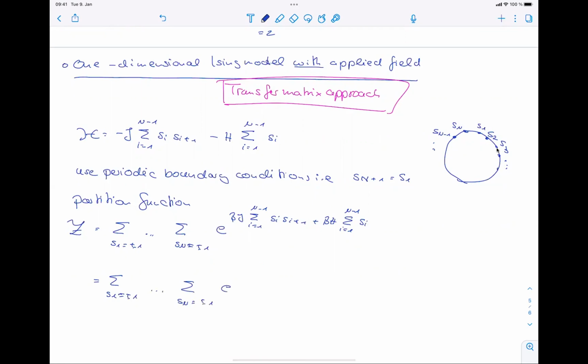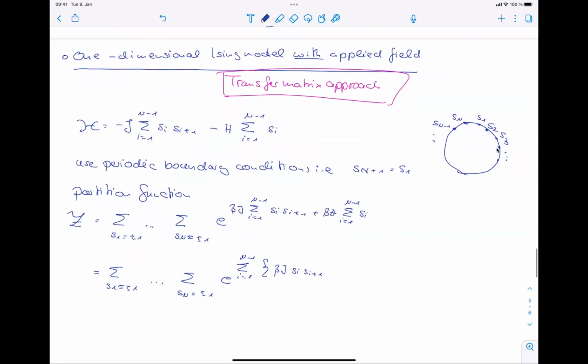Minus 1. And then I'll write this as, actually, I to the power n minus 1. And now I have this beta J as I plus 1 previously. And now I have another contribution here from beta H over 2, where I now symmetrize to have Si plus Si plus 1.